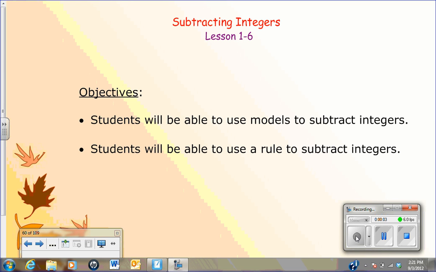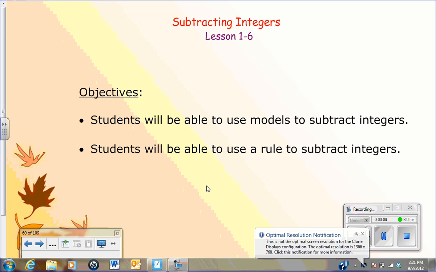Hello and welcome to your sixth lesson of Chapter 1. And today we're going to look at subtracting integers. Last time we talked about adding integers, well now we're going to do the opposite of it.